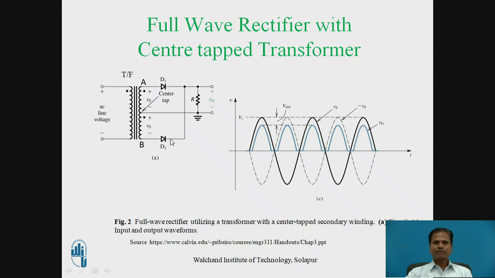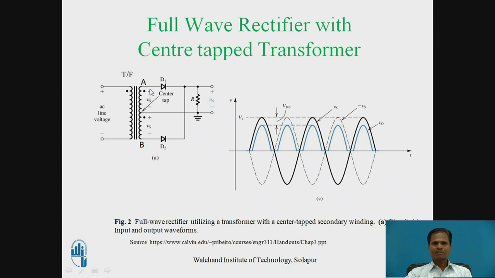The full-wave rectifier with center tap transformer consists of center tap transformer, two diodes, diode D1 and D2, and load resistor R. Transformer with center tap secondary. Secondary voltage is split into two equal parts. Each part drives each diode. Now consider a positive half cycle of input AC voltage signal. The point A is at positive potential with respect to point B. So diode D1 is forward biased, and at the same time diode D2 is reverse biased.